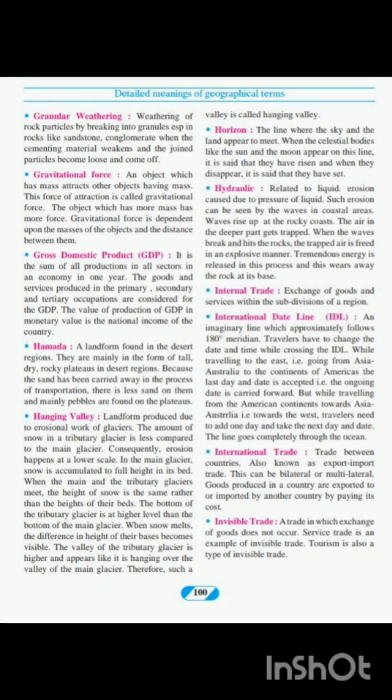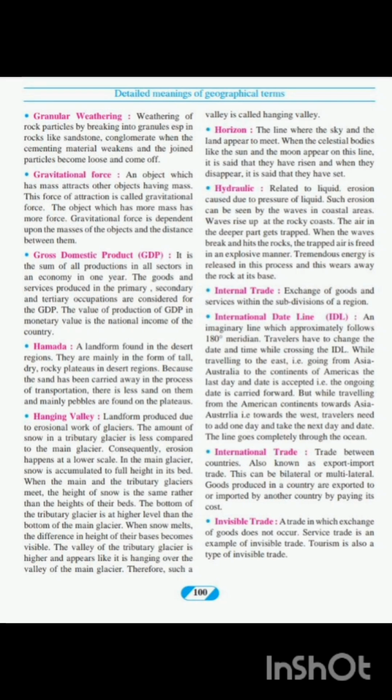The horizon: the line where the sky and the land appear to meet. When celestial bodies like the sun and the moon appear on this line, it is said that they have risen, and when they disappear, it is said that they have set.